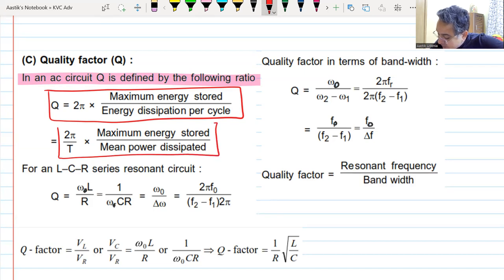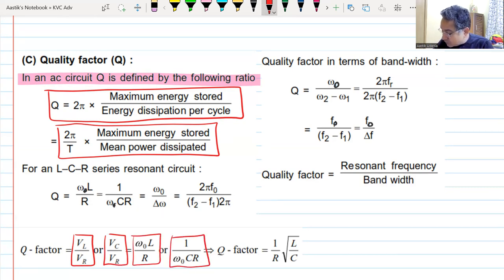You can also remember it in this form: maximum energy stored divided by mean average energy dissipated multiplied by 2 pi by T. Quality factor can also be remembered as VL by VR or VC by VR because both are same. So this becomes omega naught L by R or 1 by omega naught RC, or you can write it as 1 by R into root over L by C, or you can write it as 2 pi F naught upon F2 minus F1, where F2 minus F1 is the bandwidth. The more ways in which you can remember this quality factor, the better it is.